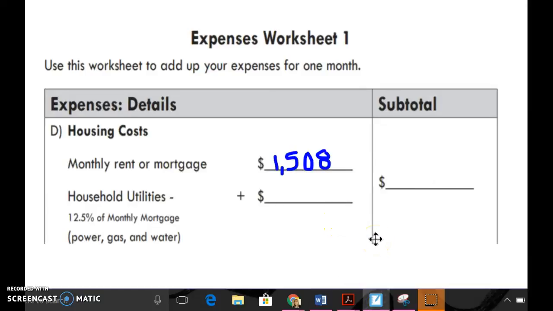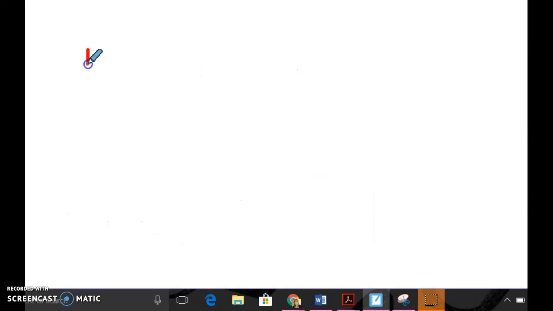And once I decide that that's what I want, then I have to calculate this. And this is utilities. For your power, your gas, your water, you want 12.5% of that. So you need to take whatever your monthly mortgage is and multiply that times 12.5%. For me, 1,508 times 12.5. Again, it all goes back to finding a percent of a number, 1,508. I need to change my percent to a decimal. Drop this. I already have a decimal, so I'm not starting here. I'm starting here, 2 to the left.